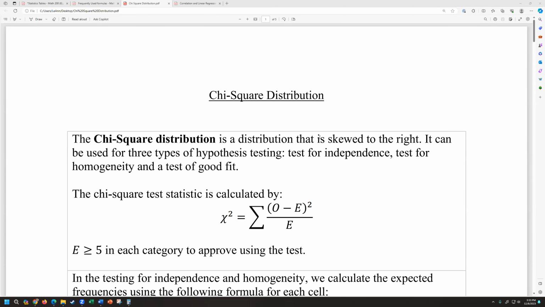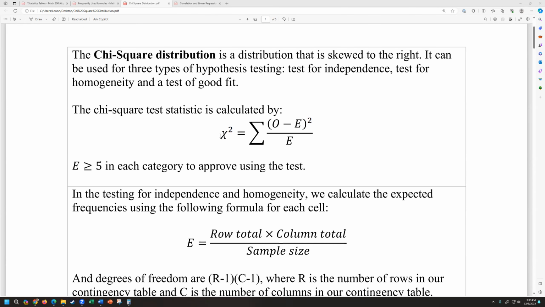All right, this is a video on the chi-square distribution and the three types of tests that we can do with it. So the chi-square distribution is a distribution that looks like a bell curve in the middle part of it, but it's not. It's actually very skewed to the right. Its left endpoint is 0, and then it has a mound shape, and then it's very skewed to the right with its tail. It can be used for three types of hypothesis testing: the test for independence, the test for homogeneity, and a test of good fit.